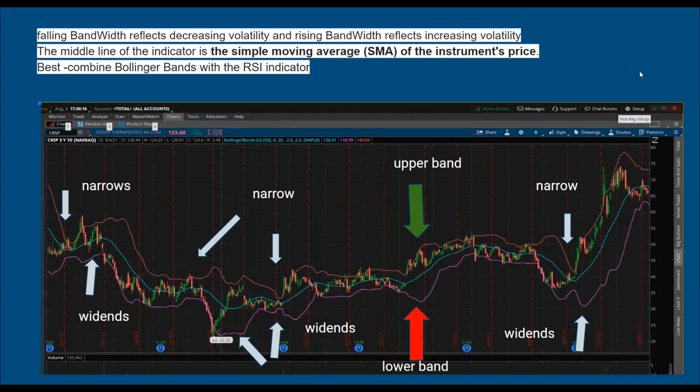Then, okay, the middle line, as you can see here, the green middle line, is the line of the SMA, the simple moving average of the instrument's price. Also, it is best seen and combined with the RSI indicator. So what we see here again is the stock graph over time with its candles.